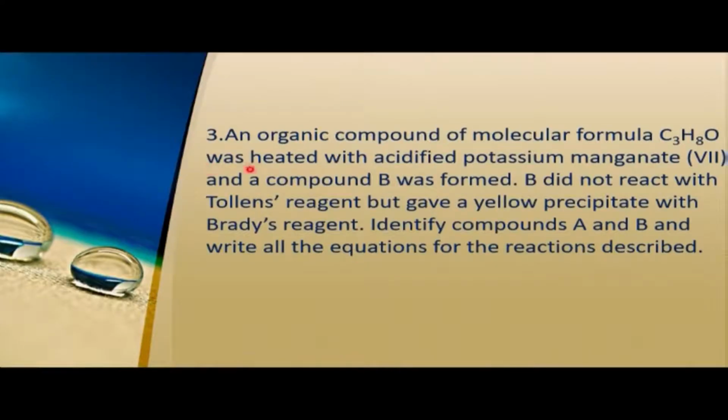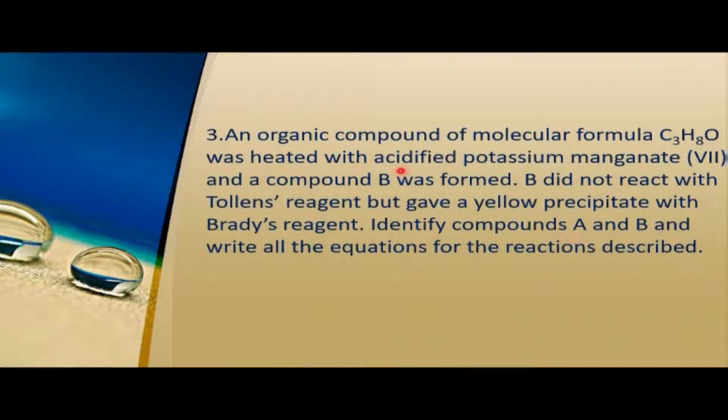An organic compound A of molecular formula C3H8O was heated with acidified potassium manganate 7, and a compound B was formed. B didn't react with Torrens reagent, but gave a yellow precipitate with Brady's reagent. Identify compounds A and B and write all the equations for the reactions described.